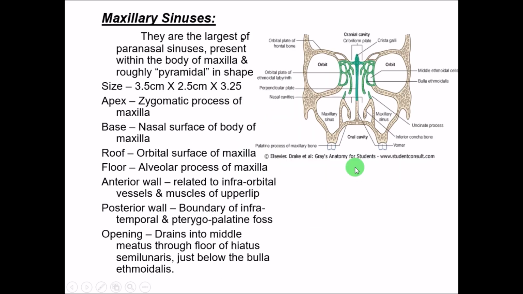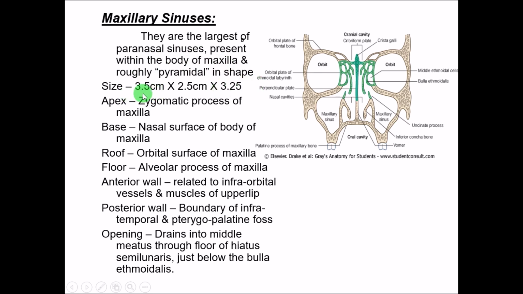If you take a section here, this is how it looks beside the orbit. This is within the maxilla. We can see the maxillary air sinuses on either side. This is the nasal cavity, this is the nasal septum, and this is the nasal cavity. These are the conchae: the inferior concha, the middle and the superior concha. Here is the middle concha, below which the maxillary air sinus will open. So they are the largest of the paranasal air sinuses, present within the body of the maxilla and roughly pyramidal in shape.